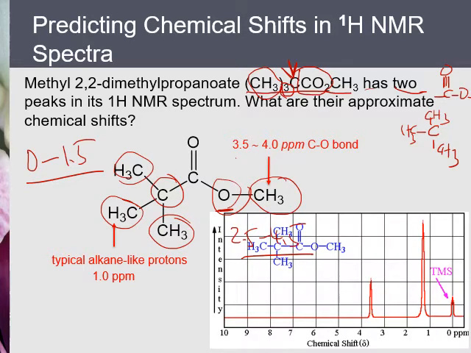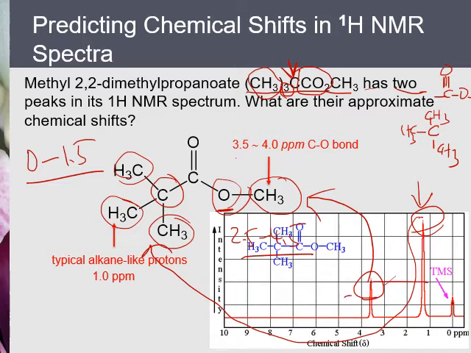So here is the actual spectrum, and you can see you have 2 peaks. One is about 3.5, and that is this one attached to oxygen, and the other one is around 1.0 to 1.5, and that's these 9 hydrogens. Also note that the intensity of this hydrogen is much higher than this one.